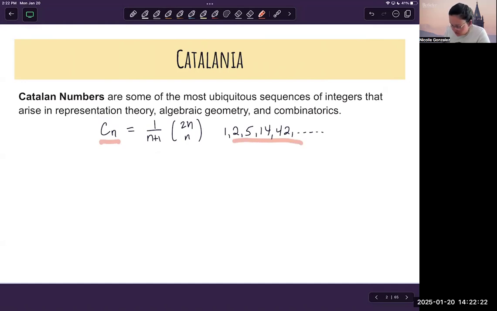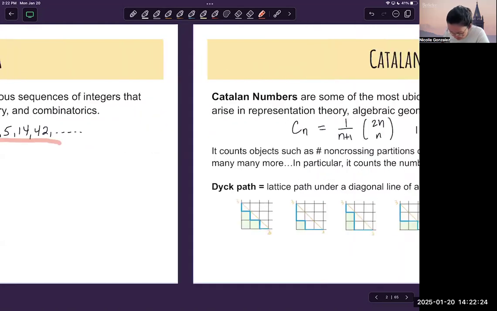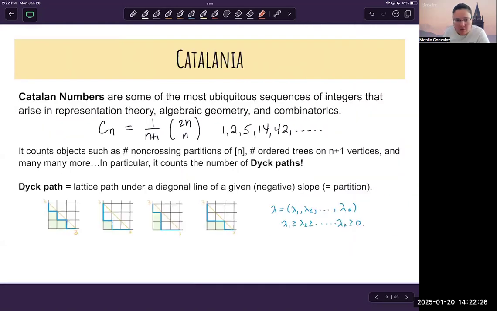These are really numbers that show up everywhere. In particular, some of the things that I care about that they count are things like the number of non-crossing partitions of the integers 1 through n. They also count the number of ordered trees on n plus 1 vertices, and many other things. So if at some point during this talk you want to pause and wonder how this connects to your area, I highly encourage you to do that. I guarantee you Catalan numbers will probably count something you are interested in.